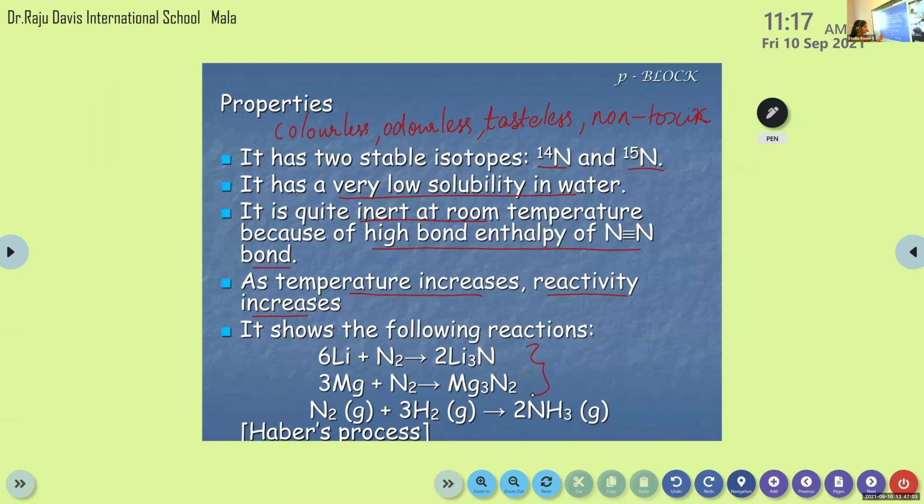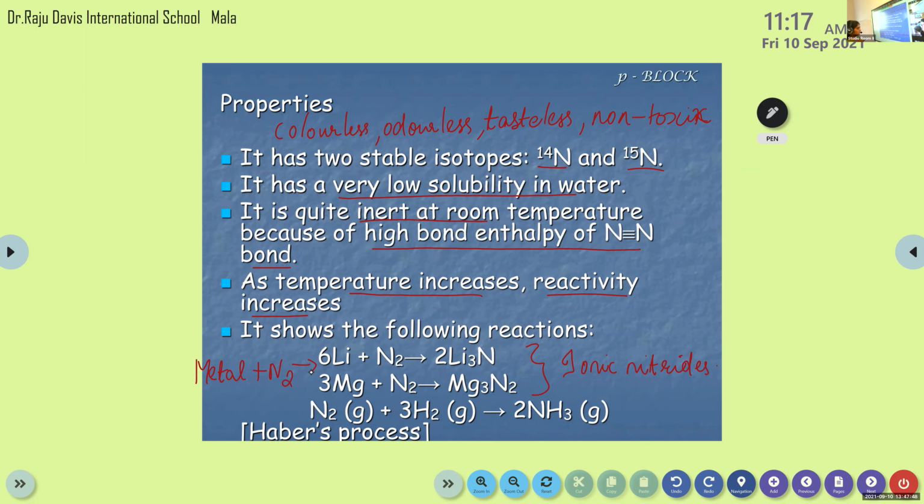Lithium will react with nitrogen to form lithium nitride, right? So this dinitrogen molecule will react with metals to form ionic nitrides. Examples are lithium nitride and magnesium nitride. Okay, clear, children? Metal plus dinitrogen will give ionic nitrides.